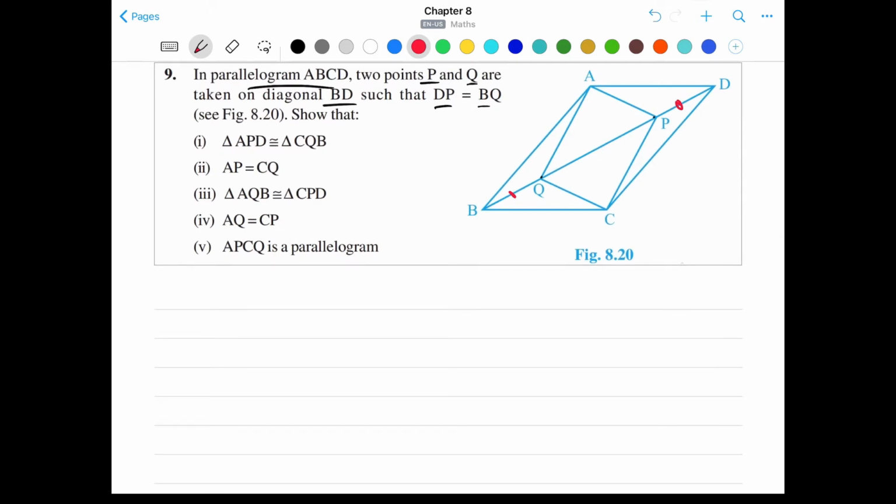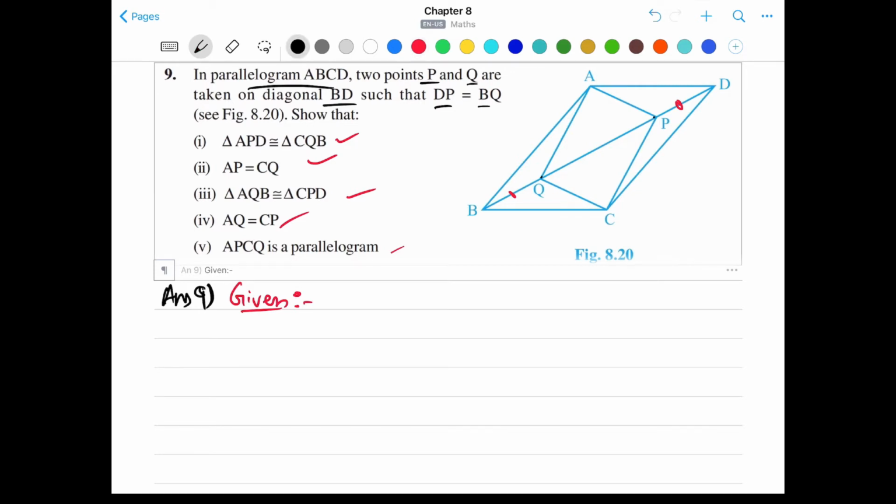So here we have to prove 5 things. First, that triangle APD is congruent to CQB. Second, then AP equals CQ. Then third, triangle AQB is congruent to triangle CPD. Then AQ is equal to CP, and then lastly we have to prove that APCQ is a parallelogram. Okay, so let's start answer number 9. First we will write all the given information.